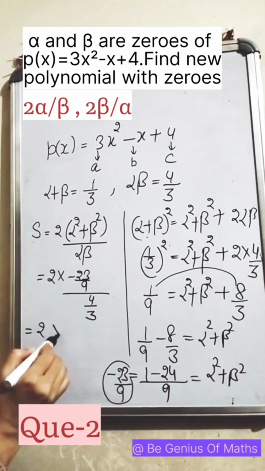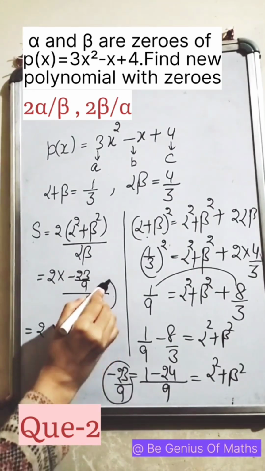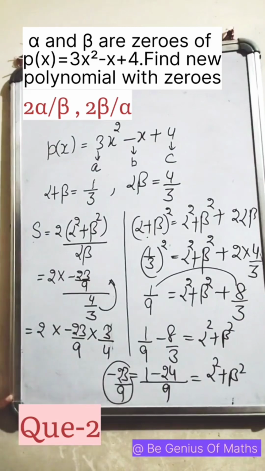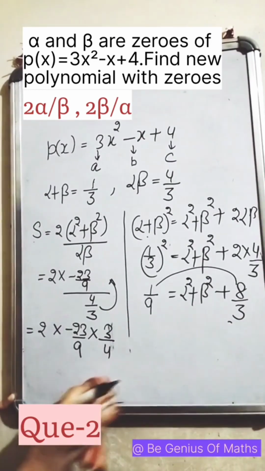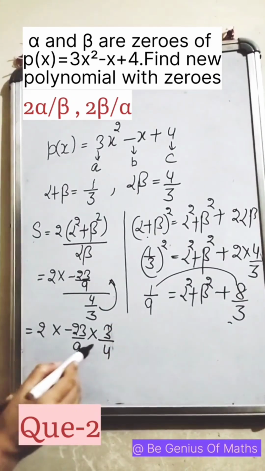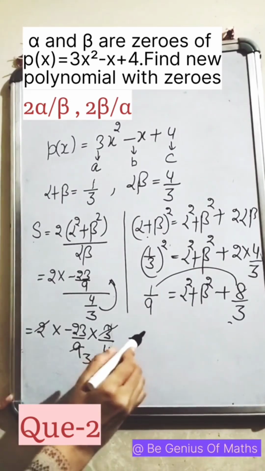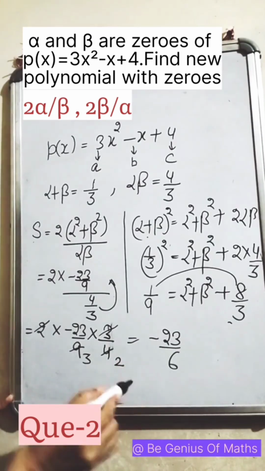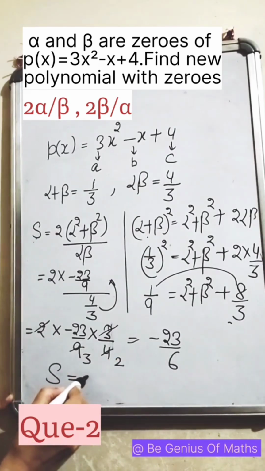Now by taking the reciprocal, 2 into -23 by 9 multiplied by 3 by 4. 3 ones are 3, 3 threes are 9, 2 ones are 2, 2 twos are 4. So it becomes -23 by 6. So the new sum is -23 by 6.